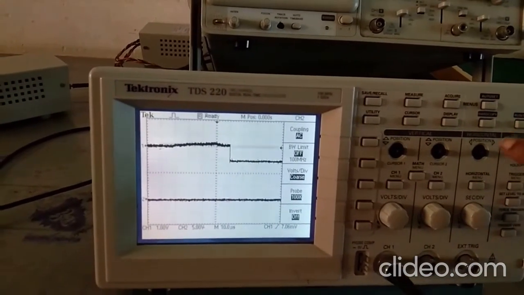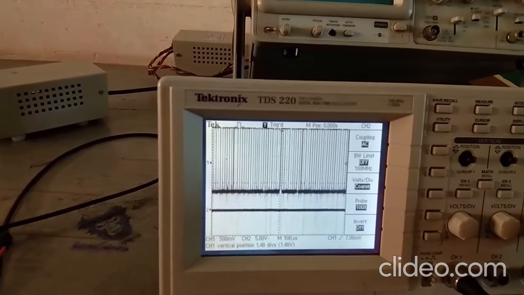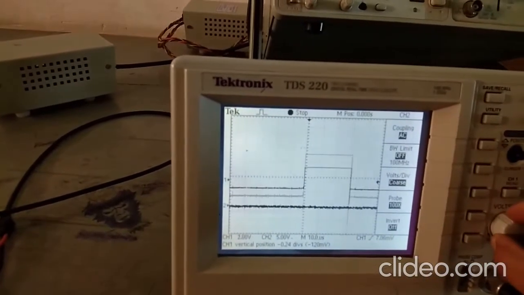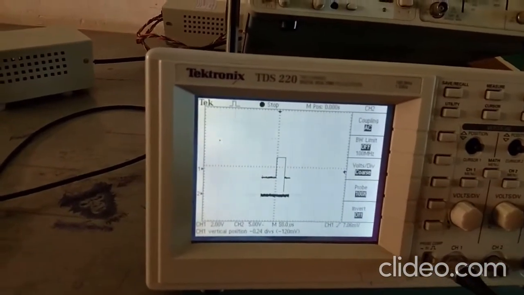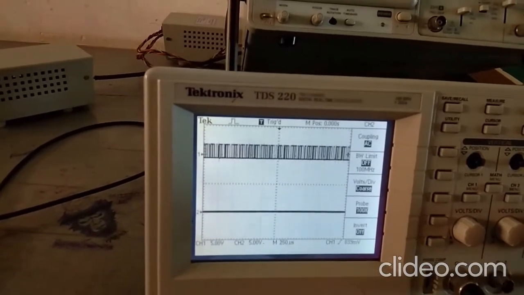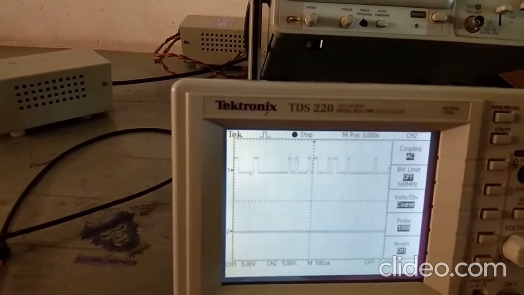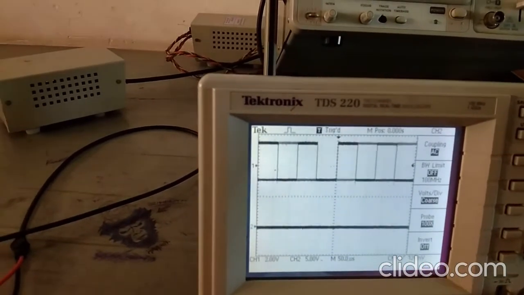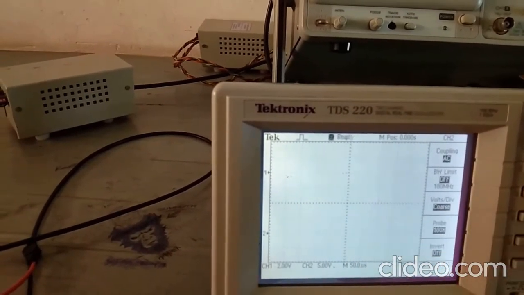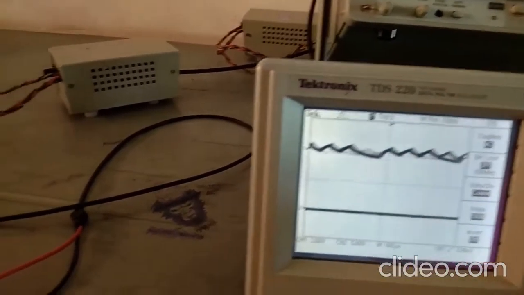So this is our PCM encoded output. Then we get the ADPCM modulated output. So this is our ADPCM modulated output.